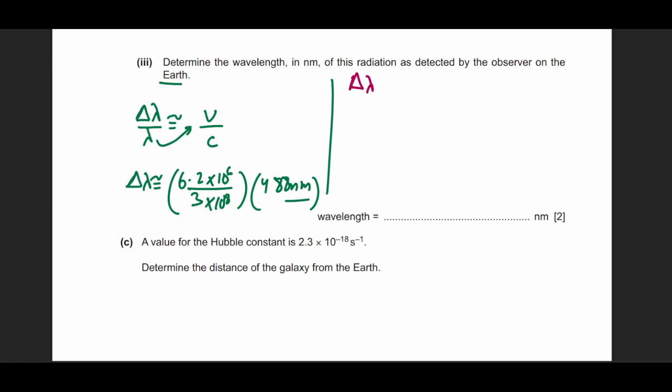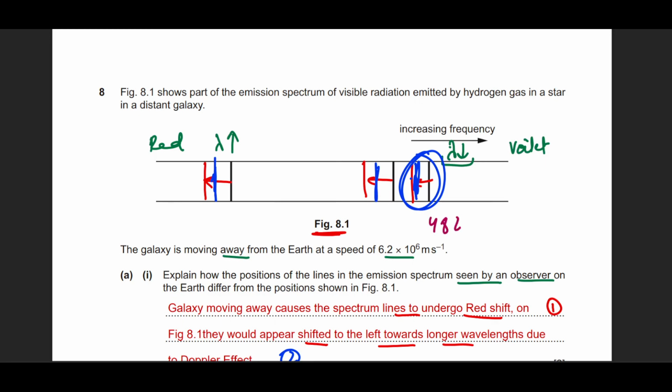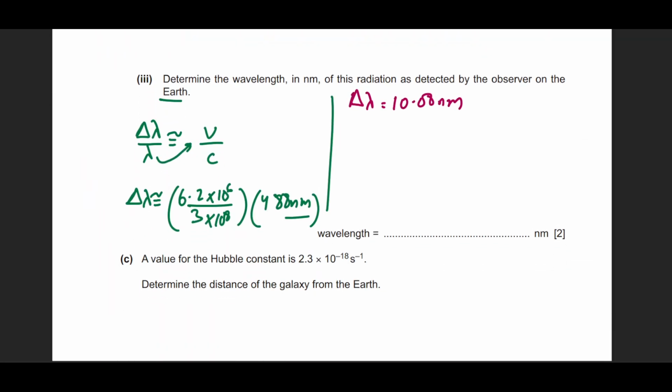So the change in lambda comes out as 10.08 nanometers. Now, since we know that it is moving away, this change will call for longer wavelengths, because as we can go back to the diagram, if this is 488, they will be shifted towards a larger value. So I will add this change into this answer. The actual wavelength observed will be 488 plus 10.08. So the lambda observed becomes 498 nanometers.